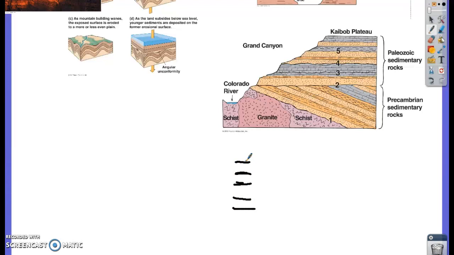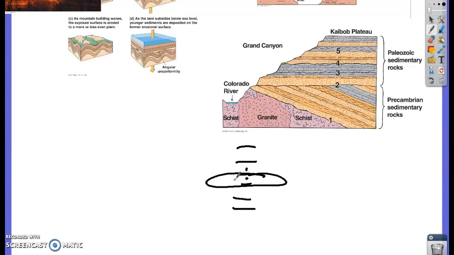But if it gets lifted up, or if the water recedes for whatever reason, now erosion is going to start eating away at these layers. Okay? And so let's just say that erosion comes along and wipes off some of these layers. But over time, it gets underwater again, and they start putting down layers again. Well, are these layers just a little bit older than these? No, there's this big old gap here where layers have been eroded away.